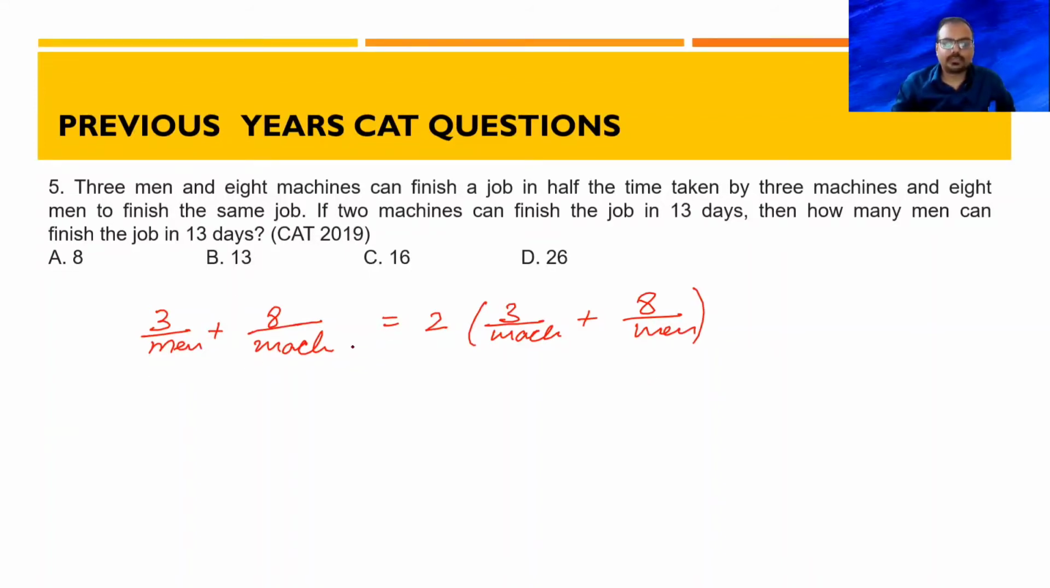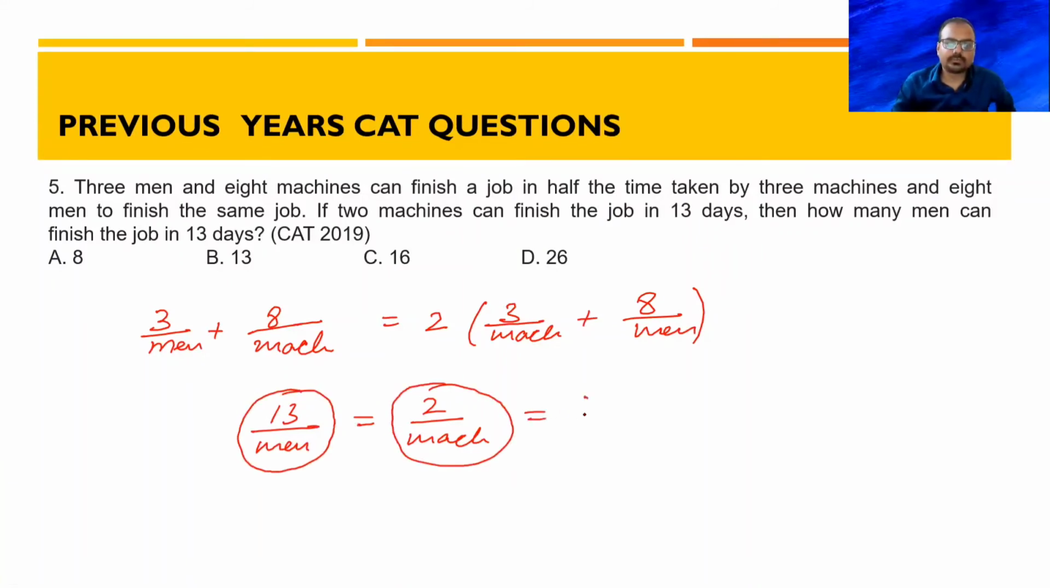So it is like 8 twos are 16. 16 minus 3 is 13. 3 twos are 6. 8 minus 6 is 2 machines. So time taken by 13 men is equal to the time taken by 2 machines, which is given as 13 days. So time taken by 2 machines is given as 13 days. So that is the same time taken by 13 men. So answer of this question is option B, that is 13.